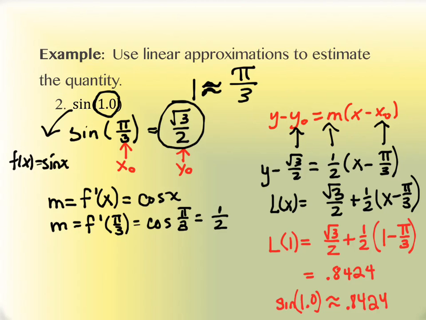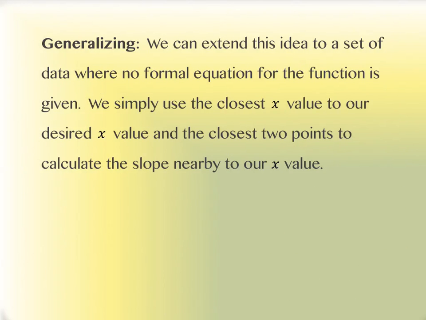All right, we're going to generalize this now and to use it when we don't actually have an equation. So we can extend this idea to a set of data. So we're going to look at a table, where no formal equation for the function is given. So we don't have an equation, we just have a table of information. We simply use the closest x value to our desired x value and the closest 2 points to calculate the slope nearby to our x value. And that sounds convoluted, and it's actually quite easy. So let me show you real quick how to do that.